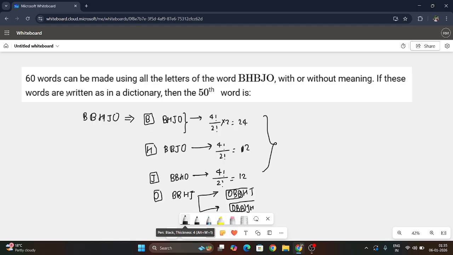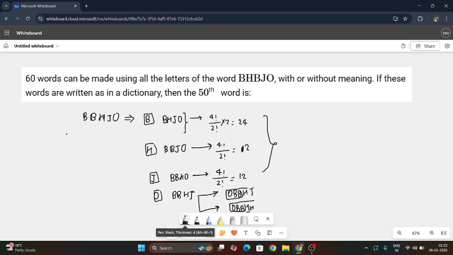So this question is given: 60 words can be made using all the letters of the word BHBJO, with or without meaning. If these words are written as in a dictionary, then the 15th word is? Okay, तो हमें 15th वर्ड फाइंड आउट करना है.